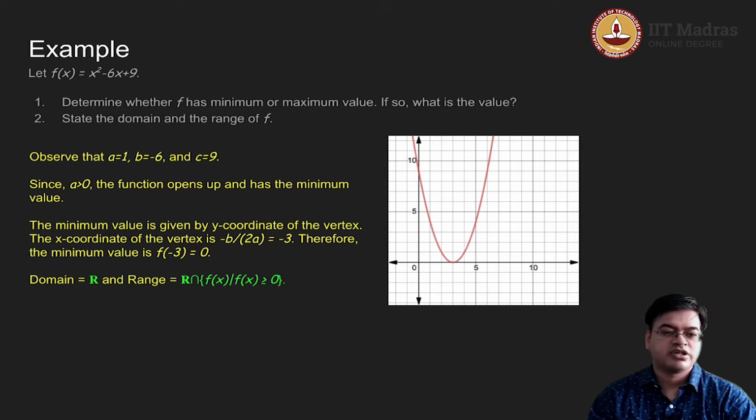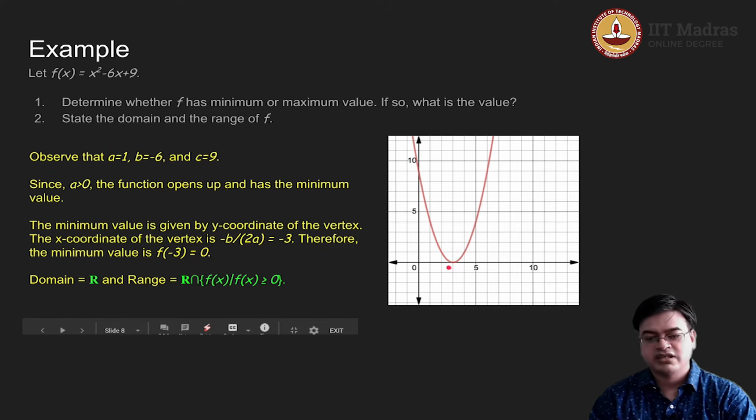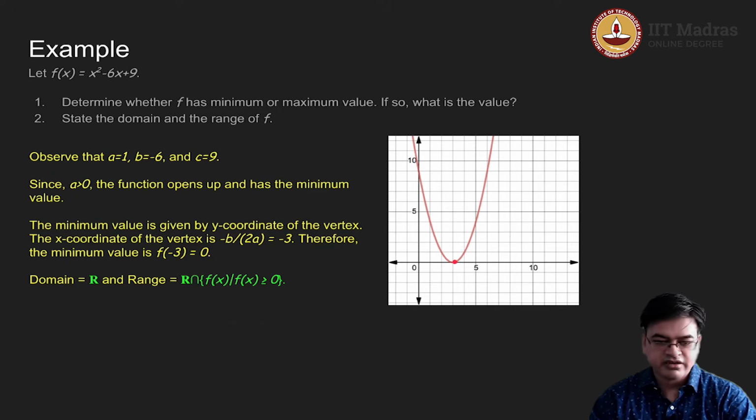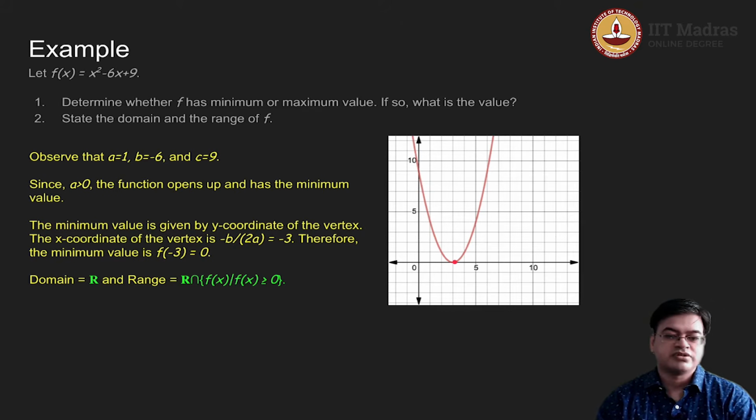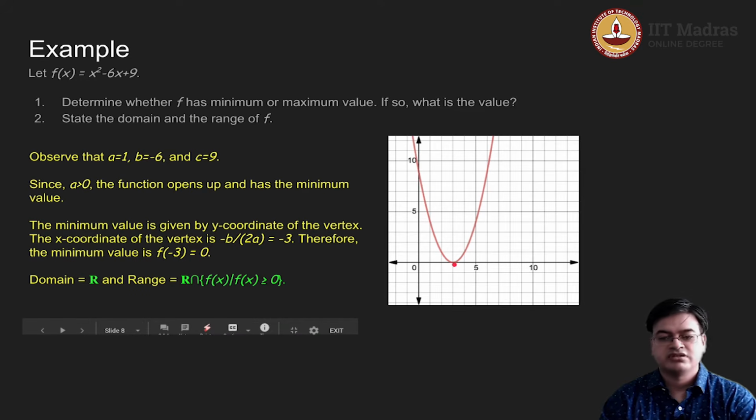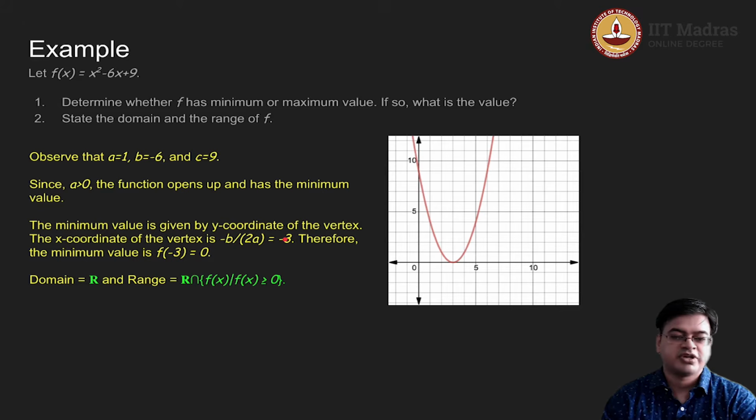Sorry, this is wrong. It should give me plus 3. Minus of minus 6 upon 2a should give me plus 3, which is written wrong here, but the graph is correct, where we are getting x is equal to 3 as the vertex. So if you substitute f of 3, what do you get? f of 3 will be 3 square minus 18 plus 9, and therefore the value of this is nothing but 0. So this minus 3 is wrong. It should be plus 3.